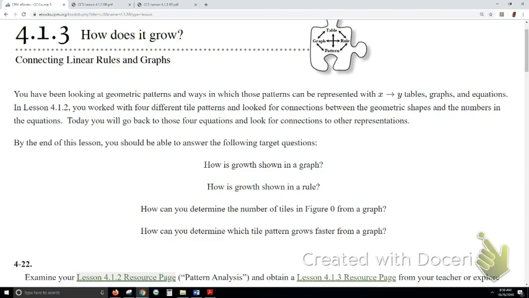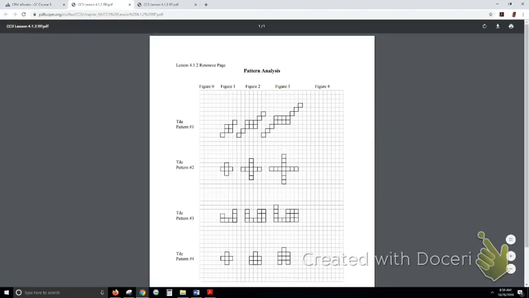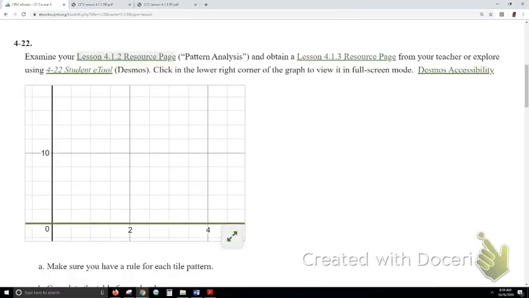4.1.3, we're still continuing from yesterday's lesson, and we're using the same patterns that you learned over the past couple of days, these 4 tile patterns here. And remember, we talked yesterday about what these patterns look like for figure 0 and figure 4, how it grows, and then ultimately what the equations are. So we're just going to jump straight to 4-22.